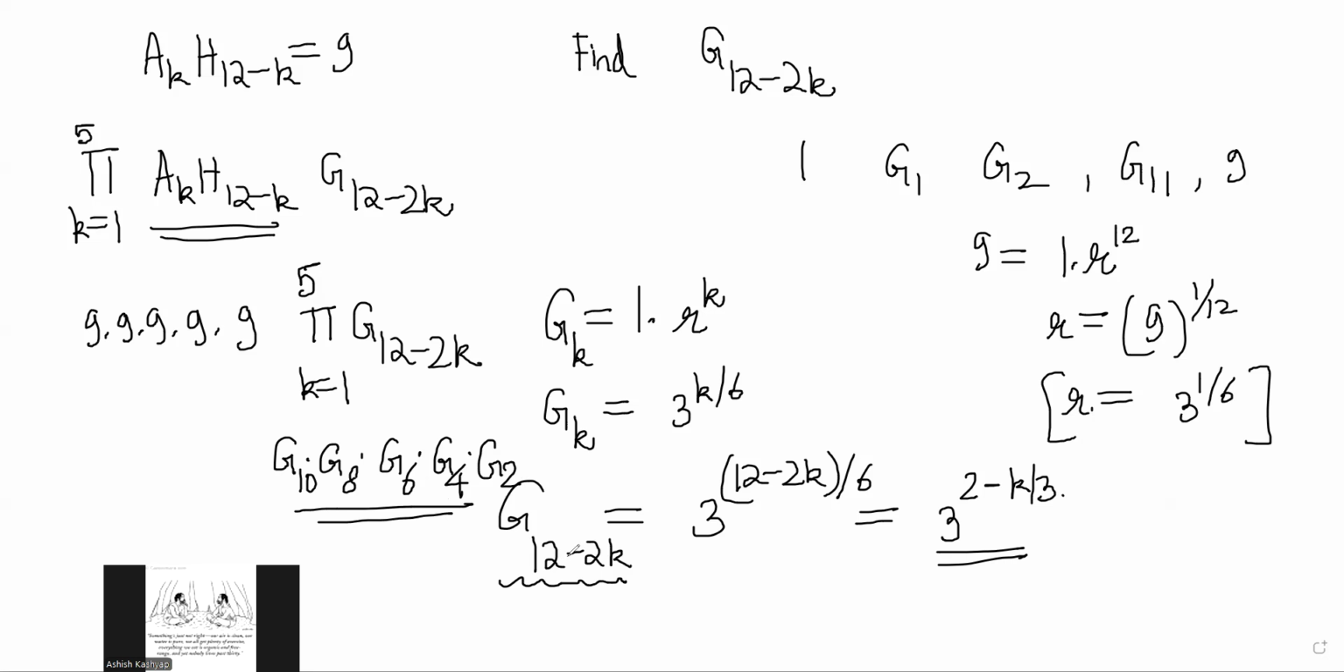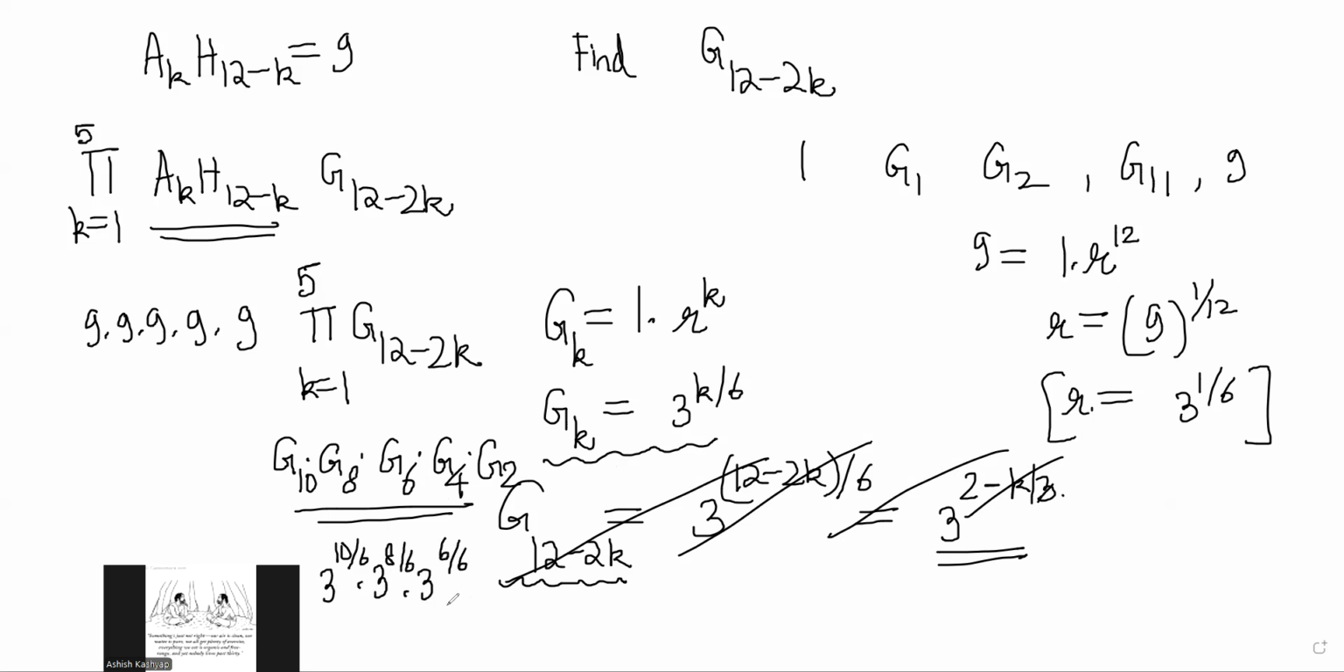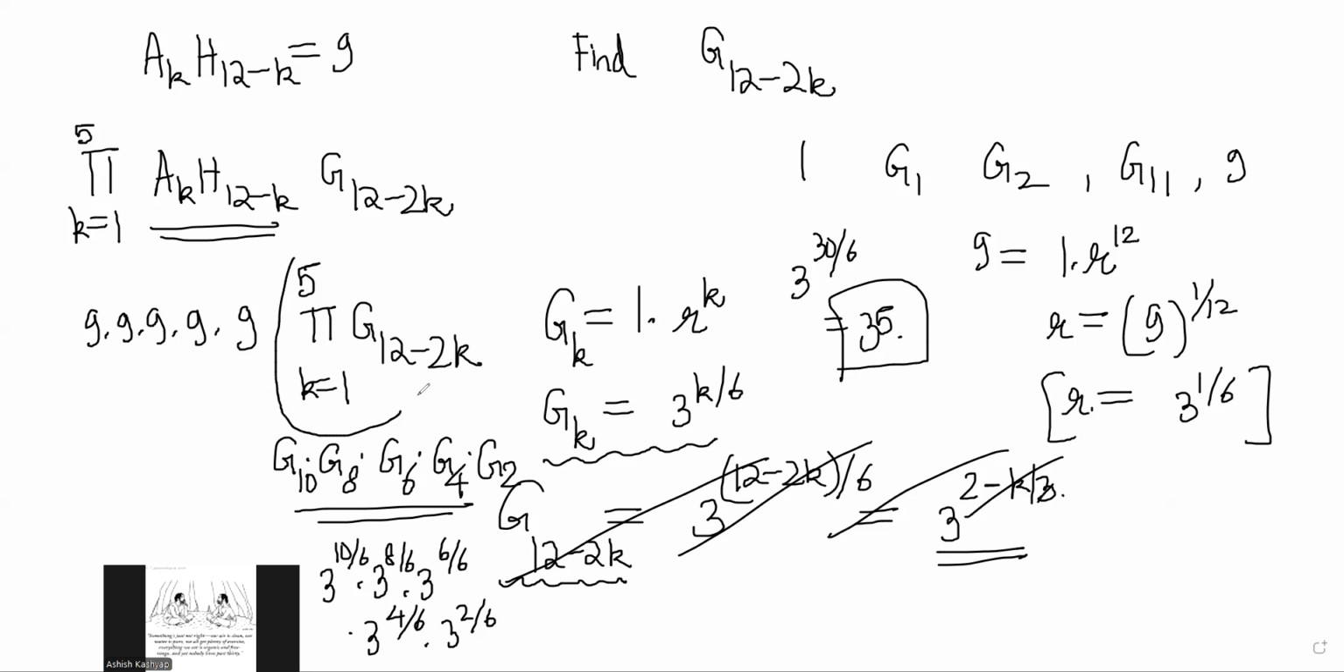And if you put K values, so notice that actually we didn't need to find this. We can just use G of K directly, right? So this is 3 power K by 6. So you have 3 power 10 by 6, 3 power 8 by 6, 3 power 6 by 6, 3 power 4 by 6, and 3 power 2 by 6. So you are going to get 3 power 10 plus 8, 18 plus 6, 24 plus 4, 28 plus 2, 30. 3 power 30 by 6, which is 3 power 5. So the product of all the G's is becoming 3 power 5. And here you already have 9 power 5, which is equal to 3 power 10.